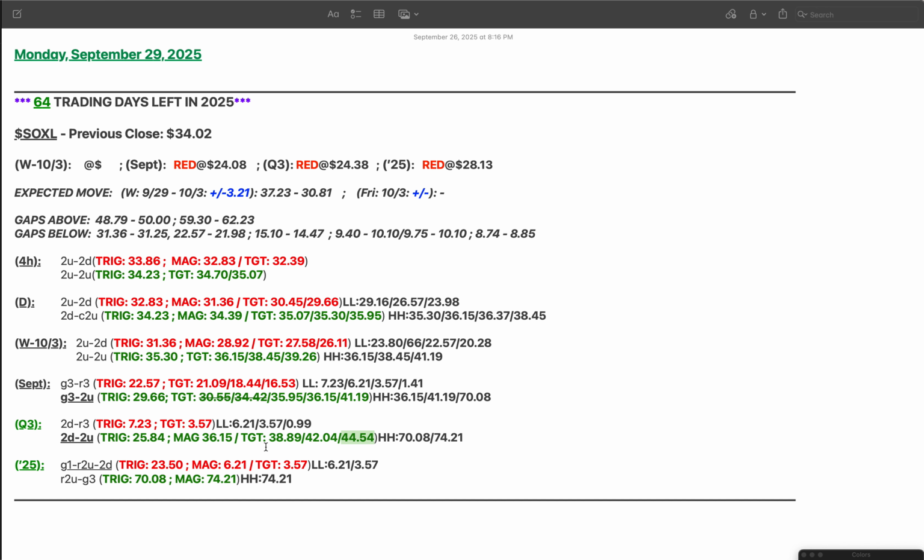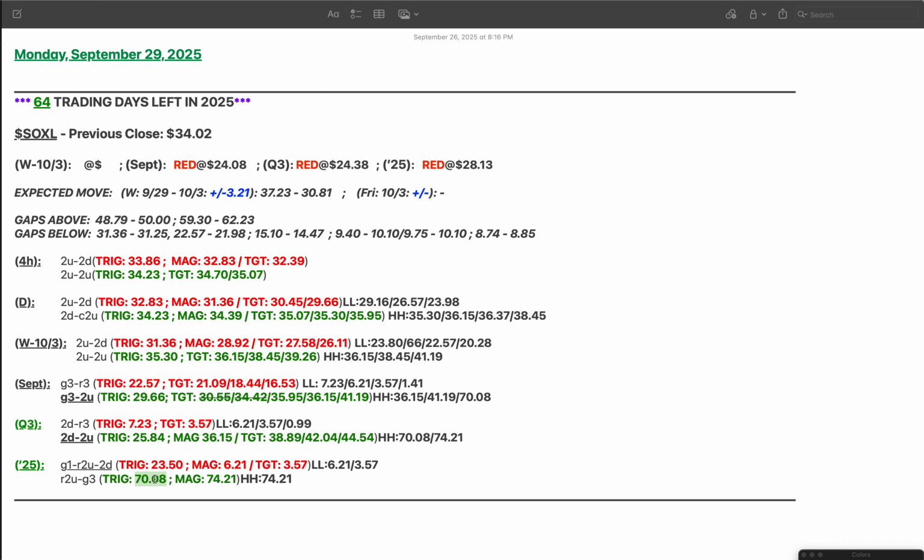From the year perspective, again, we triggered the 1, 2 up, 2 down. That's why it's underlined, but we're no longer in force, so it's not bold. It triggered at that 23.50. We didn't quite reach that 6.21, meaning that if we finish the year how we are now and we go 2 up next year, that 7.23 we reached in April will be a higher low. If it were to go green 3 on the year, it would trigger at 70.80. So we're a long ways off from that.